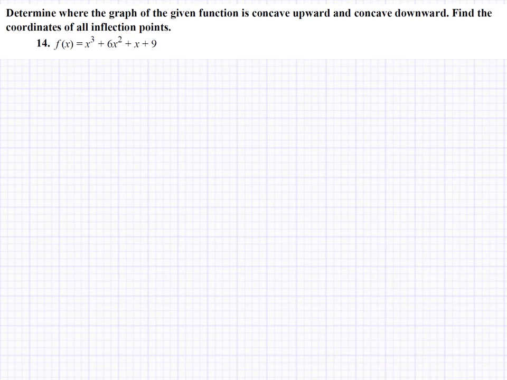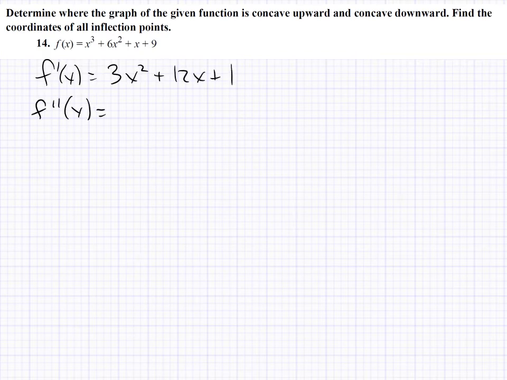Okay, here we want to determine concavity. In order to do that, we need the second derivative. So, the first derivative would be 3x squared plus 12x plus 1. The second derivative would be 6x plus 12.